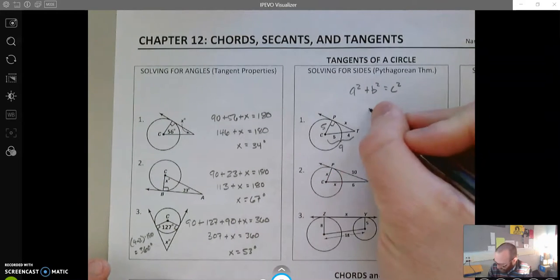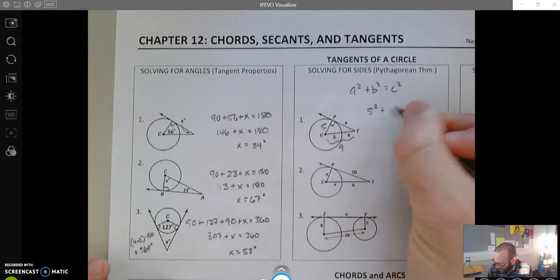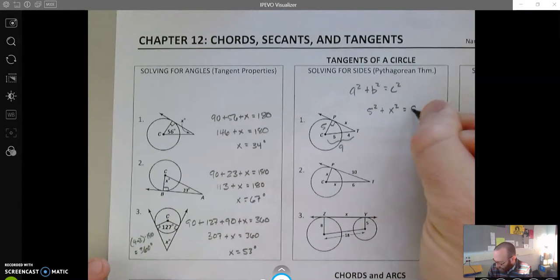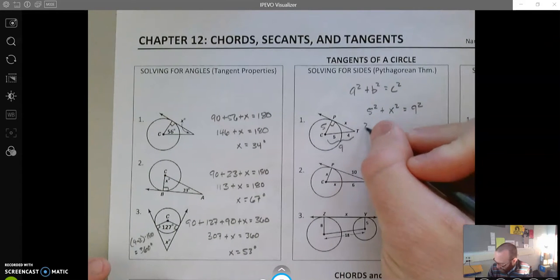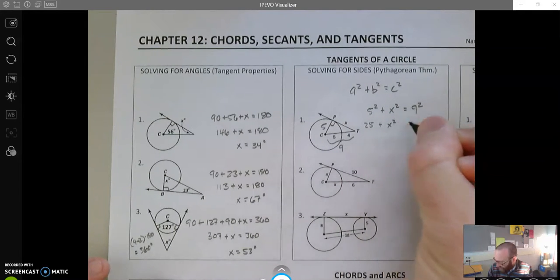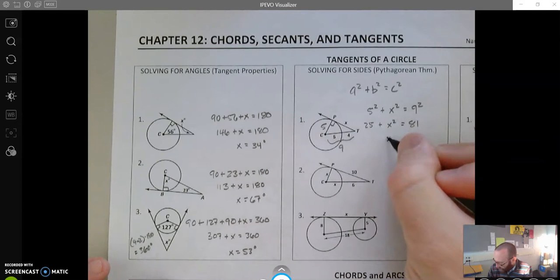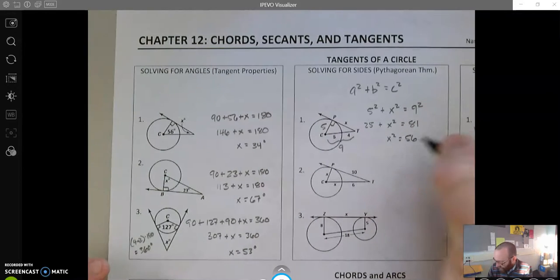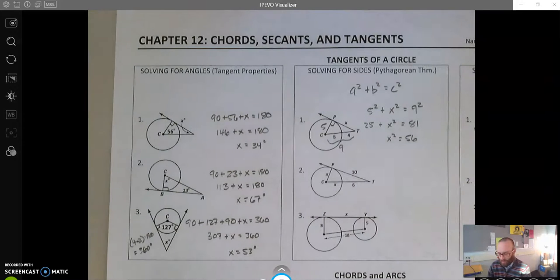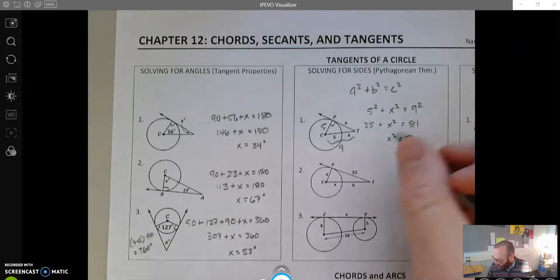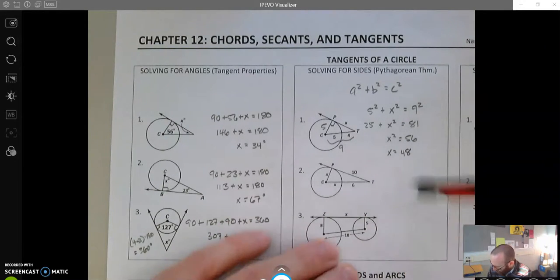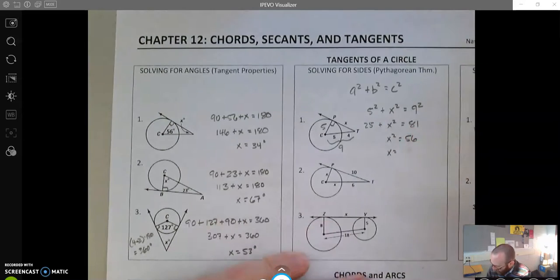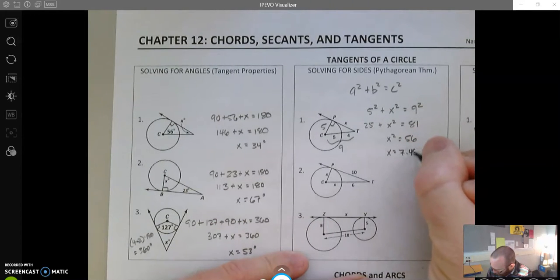So I have 5 squared plus x squared equals 9 squared. Again, 9 being the 5 and the 4 together. So we've got 25 plus x squared equals 81. x squared equals 56. And I'm just going to double check what we had there. Square root of 56 gave us 7.48.